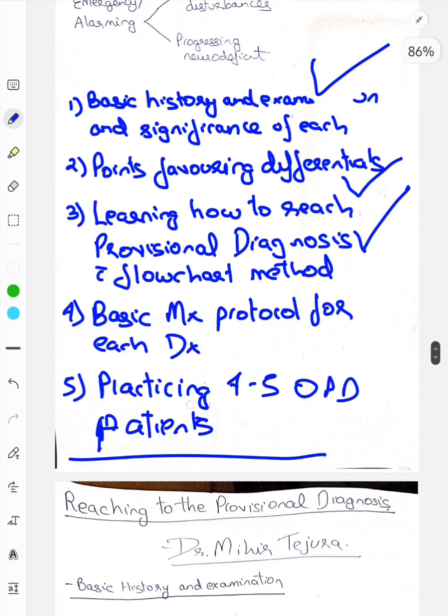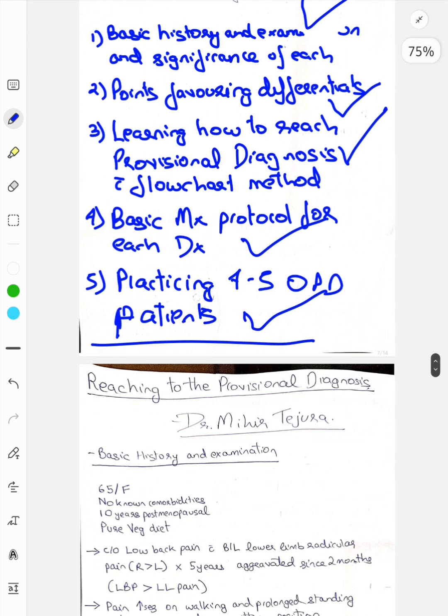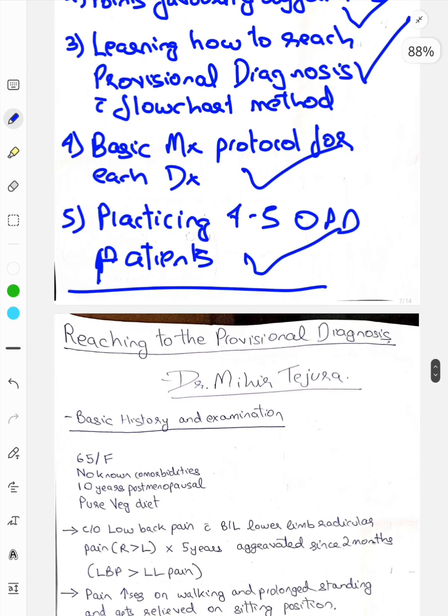Then we are going to understand the basic management protocol for each diagnosis, when you see the patient and clinch the diagnosis in the OPD, and how you go about the investigations in spine. And at last, the most interesting part, we are going to go to the spine OPD and practice 4 to 5 OPD cases, and see how we clinch the diagnosis, how we learn the art of reaching the provisional diagnosis.